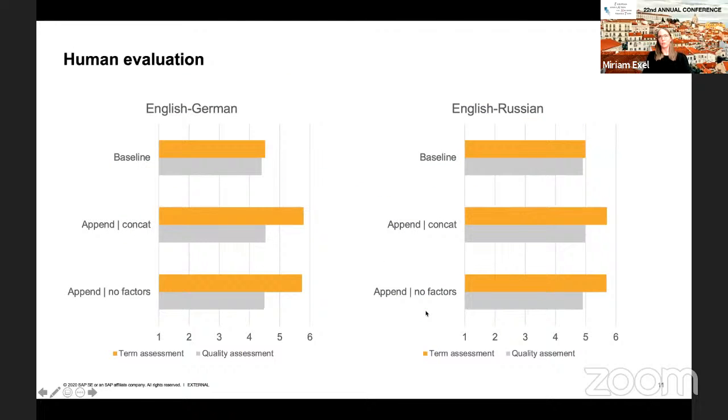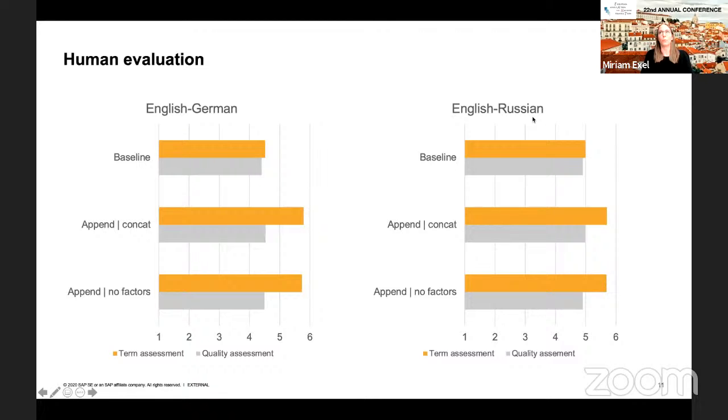For the human evaluation, we used 3 systems: the baseline and the 2 most promising and interesting systems. So the append approach with concatenation and without source factors. In the charts, you can see the average ratings for the term assessment and the general quality assessment for German on the left and Russian on the right.